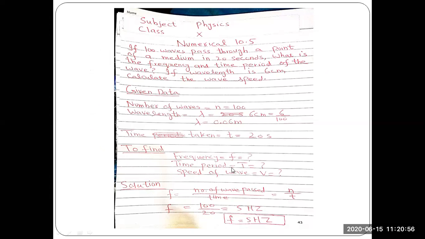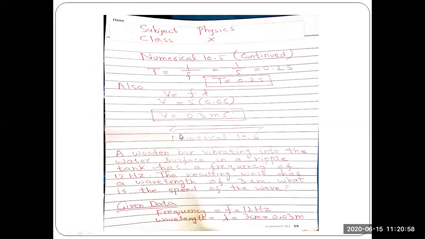Next, we are required to find the time period. I will use the formula time period T is equal to 1 over f. Time period and frequency are reciprocal to each other. We have read this formula already. Putting in the value of frequency, which is 5, 1 over 5 is equal to 0.2 seconds. The unit of time period is second. So I found the time period, 0.2 seconds.